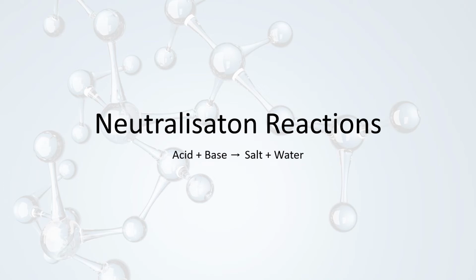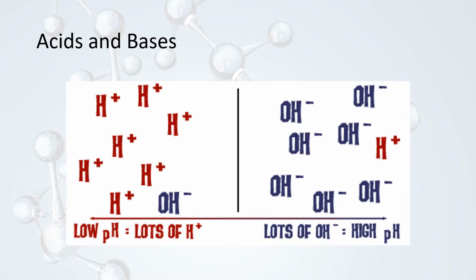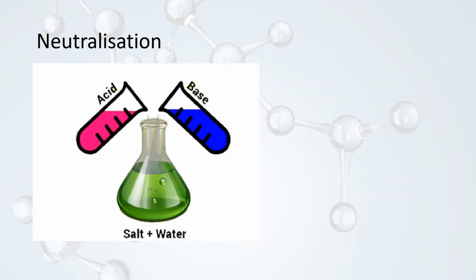In this video, we're going to be looking at how to write neutralisation reactions. Remember, a neutralisation reaction is an acid plus a base gives salt plus water. Now, acids contain lots and lots of hydrogen ions, and this gives them a very low pH. Bases contain lots and lots of hydroxide ions, and this gives them a high pH. When you mix an acid and a base together, you are neutralising. So the hydrogen ions combine with the hydroxide ions and they make water.